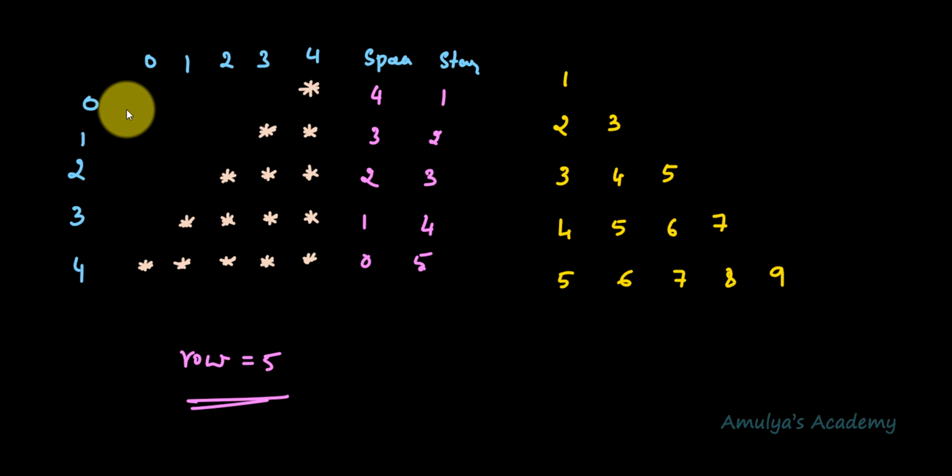That means I need to check in a row what I want to print. Here in row 0, first I want to print space, that is 4 space. After that I want to print star. In row 1, first I want to print 3 space, next 2 star. So that means in every row, first I want to print space. After that I want to print star.